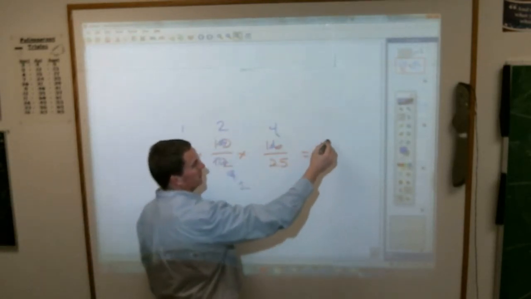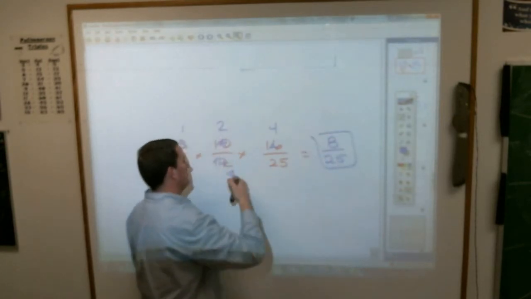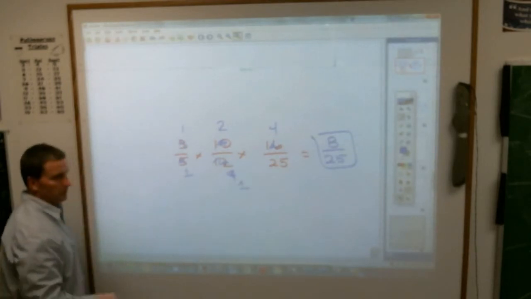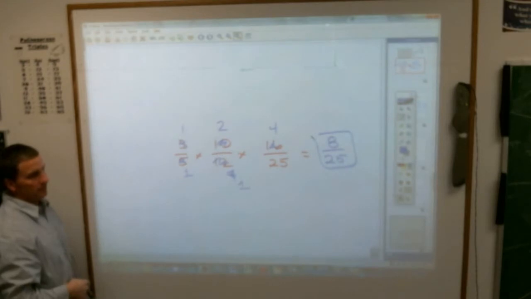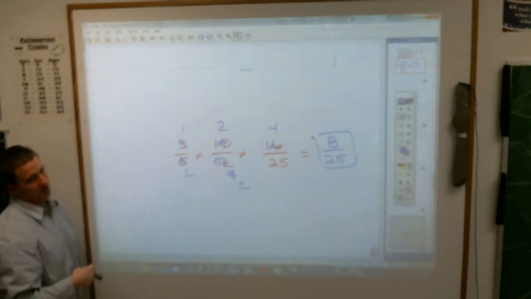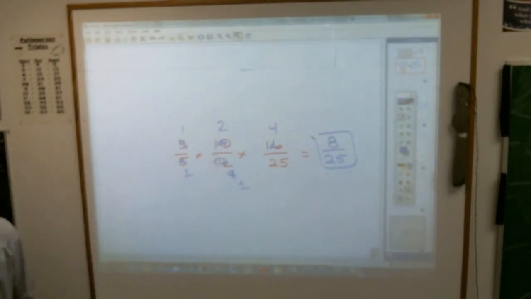And then you multiply it out, you get 8/25, and that is your answer, rather than doing 1,500 on the bottom and 480 on top. It will save you a ton of time, and it's much easier to do if you cross cancel. Does anybody have any questions on that? Let me give you one to do here.